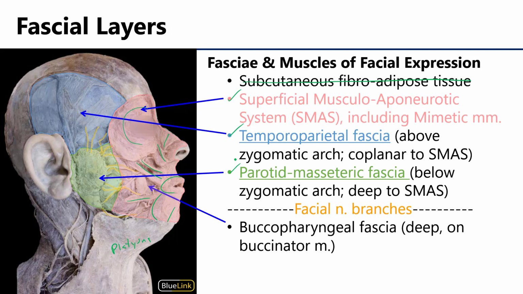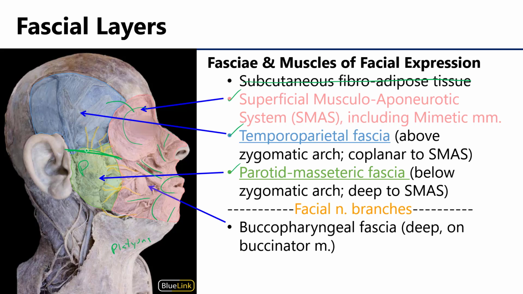We can see that it covers the anterior and anterolateral face. We can see that it's coplanar with the temporoparietal fascia. We cannot see the zygomatic arch, but we can kind of imagine that zygomatic arch in there. And we can see that the temporoparietal fascia is superior or above that arch. We can see very well, in fact, the parotid gland there.